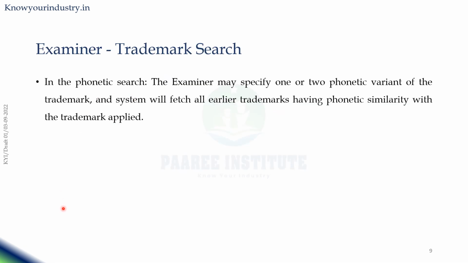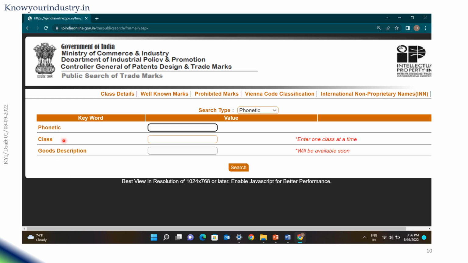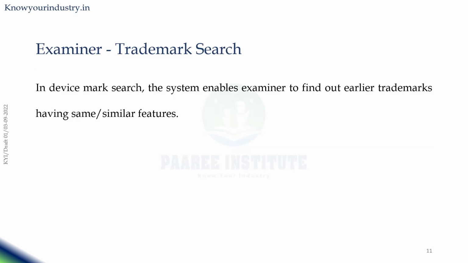The examiner may specify one or two phonetic variants of the trademark, and the system will fetch all earlier trademarks having phonetic similarity with the trademark filed. The present slide shows the phonetic search mode of the trademark search website of the Indian Patent Office. Here you can write the keyword of the trademark and the class under which the trademark is filed. Another mode of trademark search is device mark search. The system enables the examiner to find out earlier trademarks having the same or similar features.